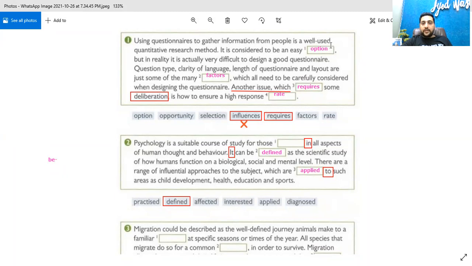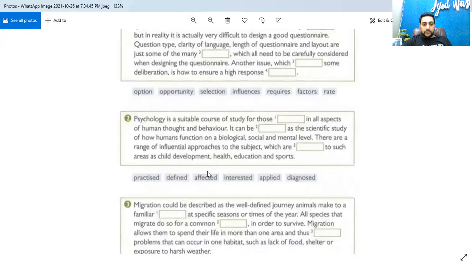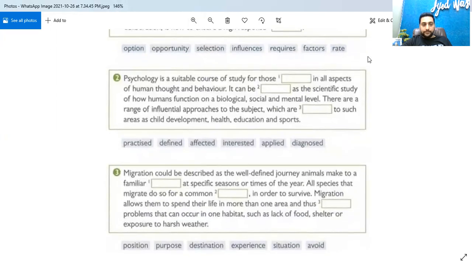Let's have a look at the third passage now. Let me clear all of these and let's go to the third passage. Third passage is here. At the bottom. First one.